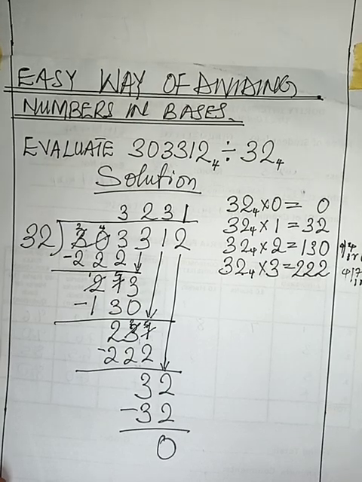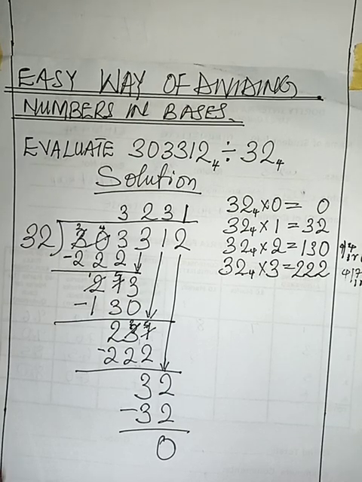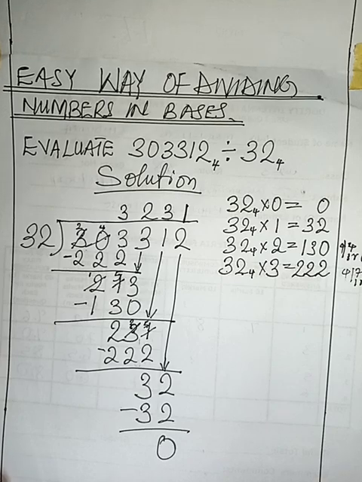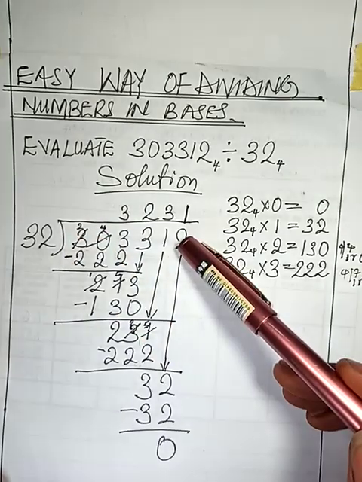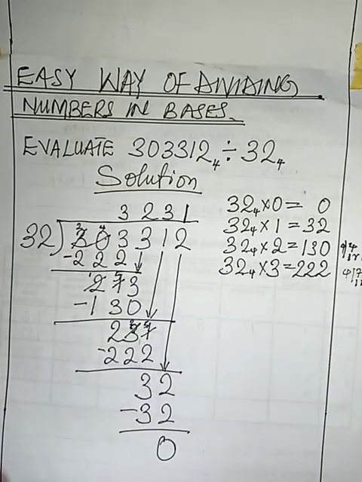Now this video is connected to the video I made previously on multiplication. In that multiplication, I multiplied this number and the quotient, and it gave me this. You can go back to that video and check this out.